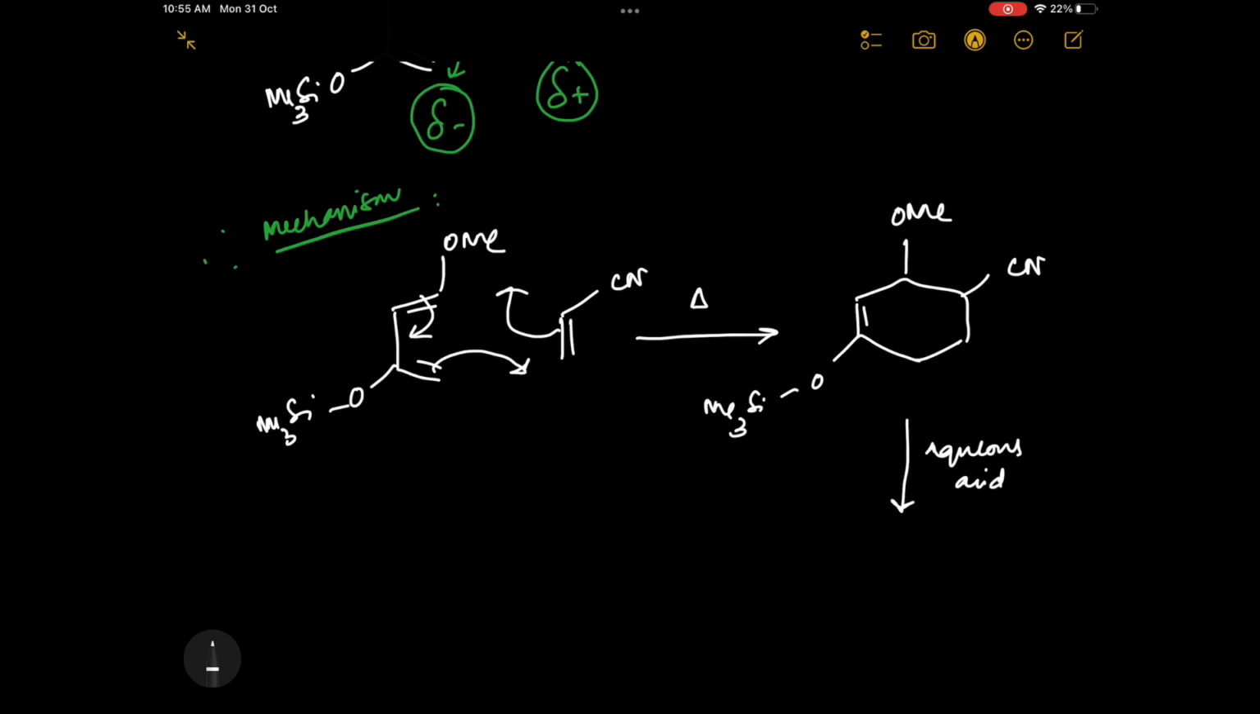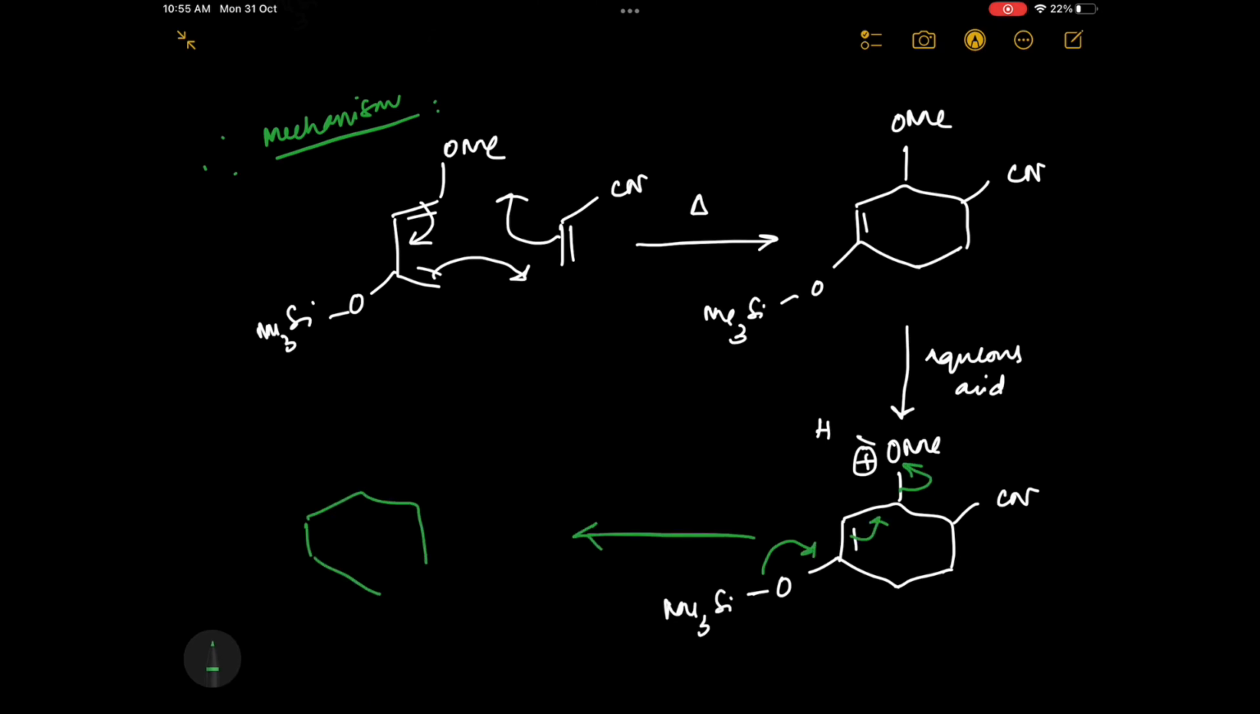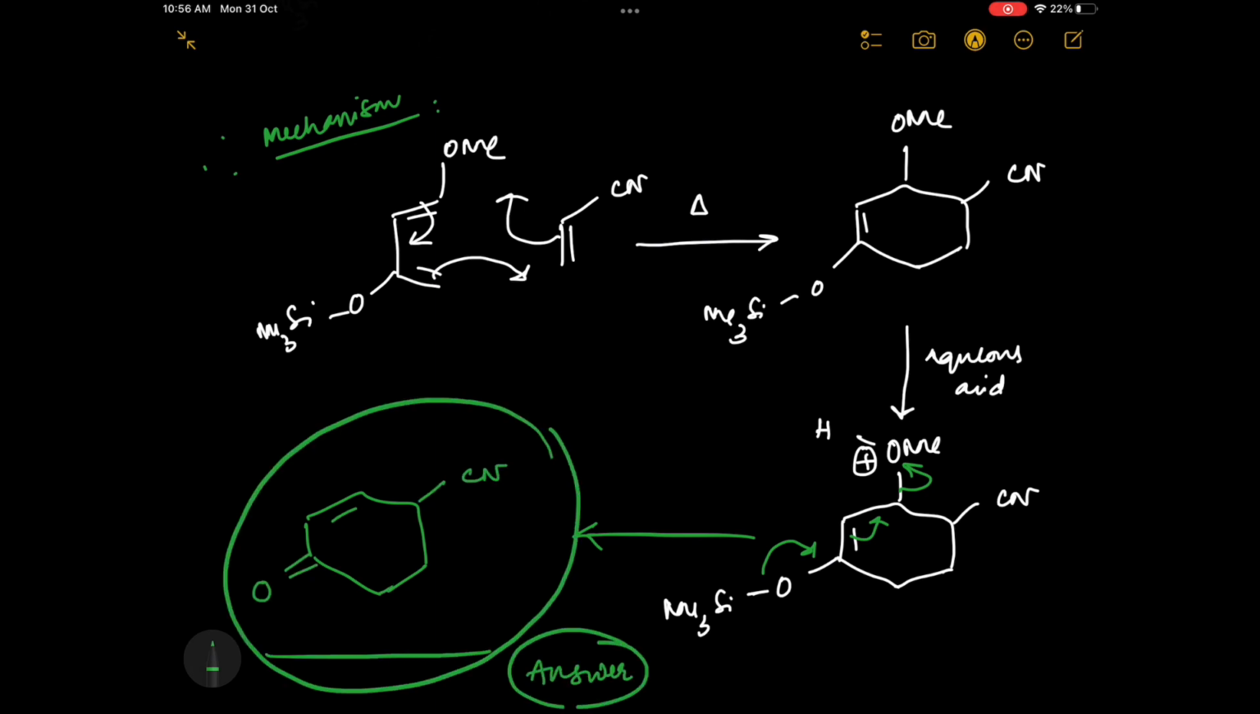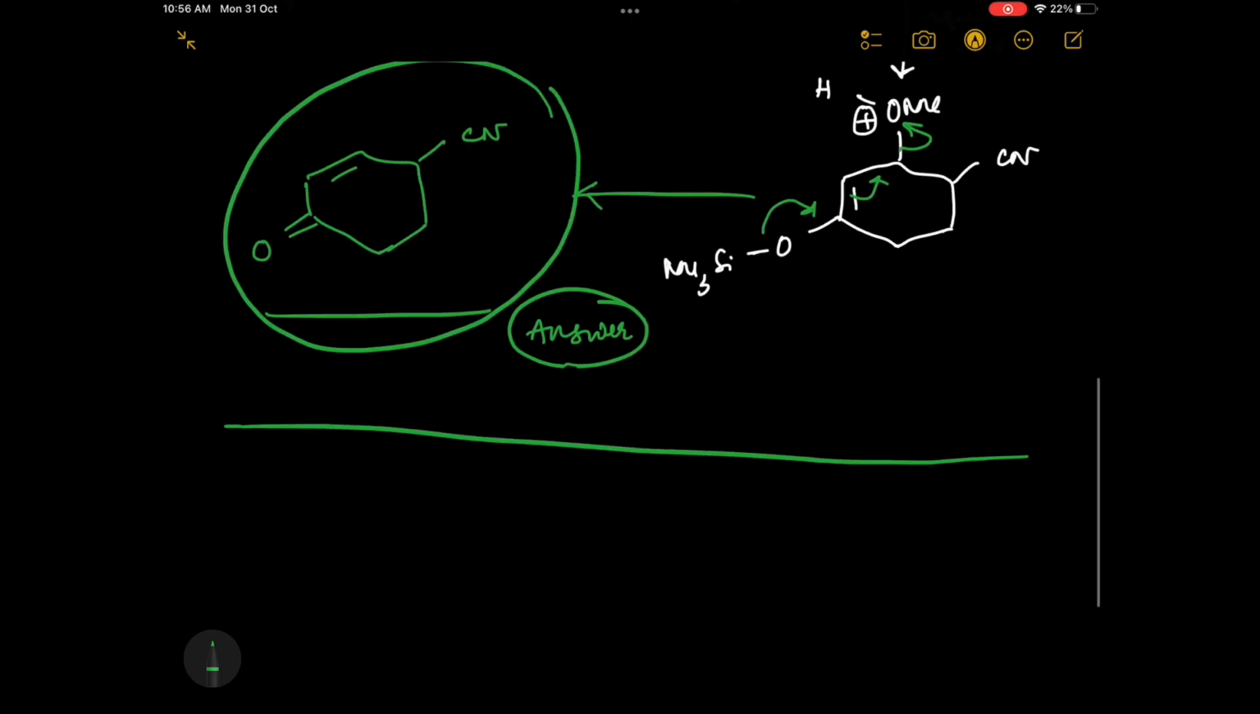Also aqueous acid has been provided in the second step. What happens is that the OMe group is protonated and the OSiMe3 group hence undergoes hydrolysis, and in a concerted reaction mechanism we actually get the final product. In the final product we get a C double bond O, which is conjugated with a C double bond C, and there is also a conjugation with CN. So yeah, this is the answer.